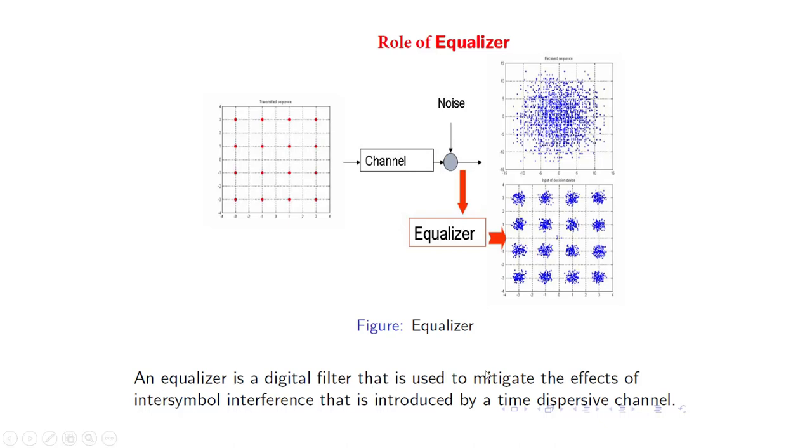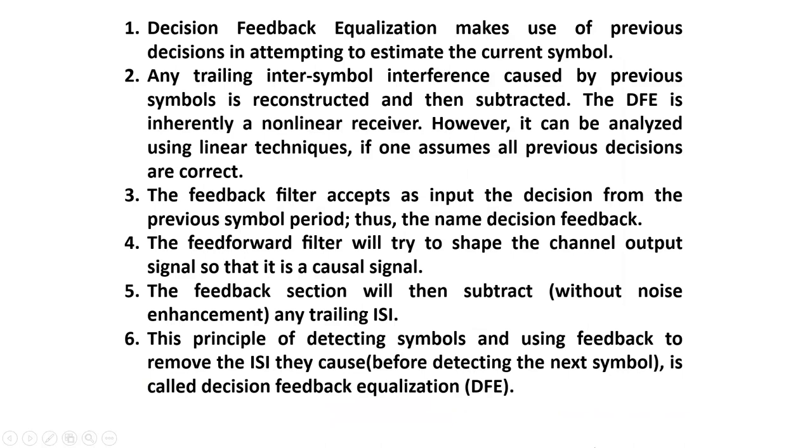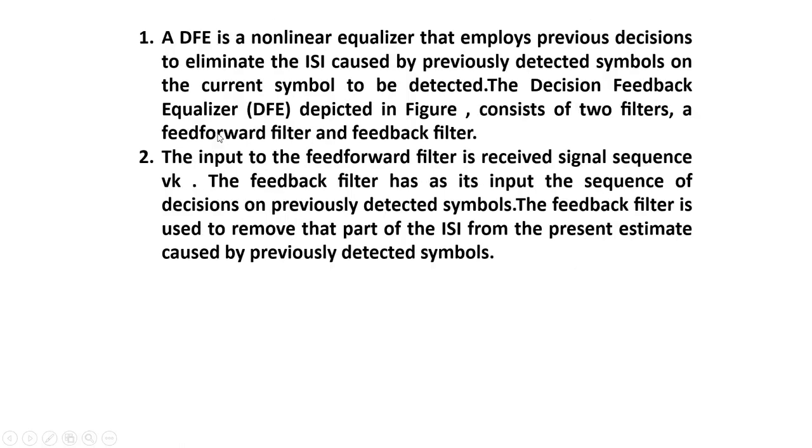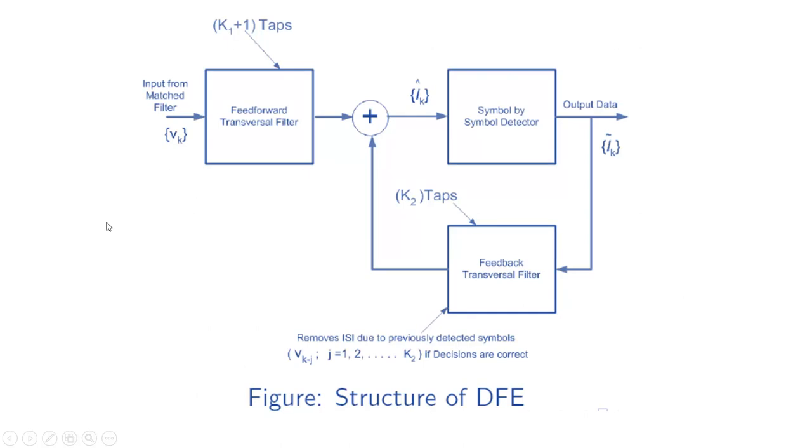An equalizer is a digital filter that is used to mitigate the effects of inter-symbol interference that is introduced by a time dispersive channel. Now, let us look at the decision feedback equalizer. Decision feedback equalization makes use of previous decisions in attempting to estimate the current symbol. Let us look at the block diagram of the decision feedback equalizer.